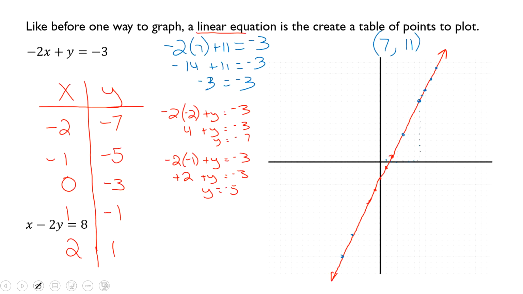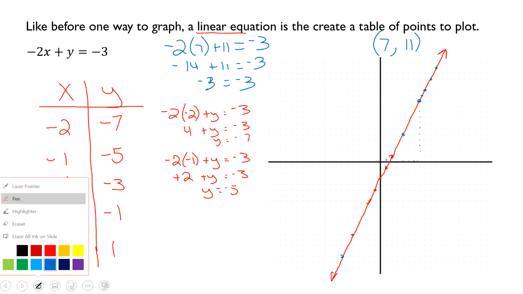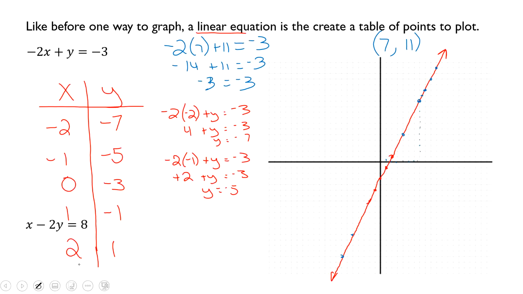Another example I tucked in here at the end. If you want to plot this one too, I'm going to do my x, y coordinates. I'm going to write it over here quickly. X minus 2y equals 8. So my x and my y, negative 2 is going to be negative 2, so that's going to be 3. Negative 1 is going to be some fraction. So see this one here, I'm going to have a fraction.